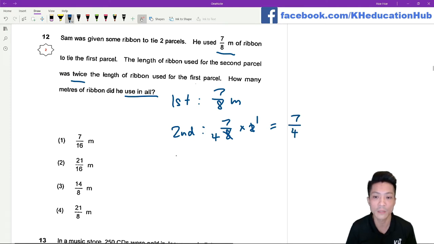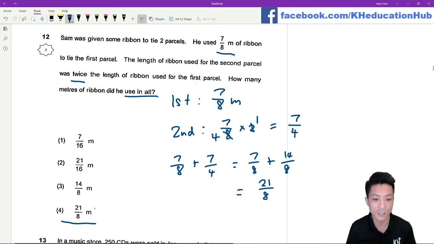Right, now I need to add them together, 7 over 8 plus 7 over 4. Change to a common denominator, which is going to give me 21 over 8. And change it into a mixed number? Okay, I don't need to change it into a mixed number because the answers are all improper fractions. Okay, answer is number 4.